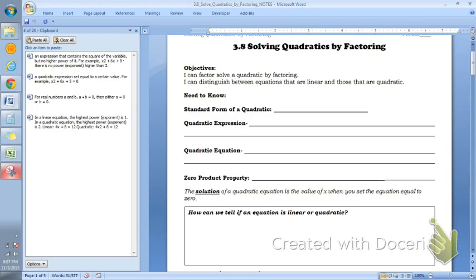can distinguish between equations that are linear and those that are quadratic, because you only use factoring when you're solving quadratic equations. So let's review a few things, make sure you know these.